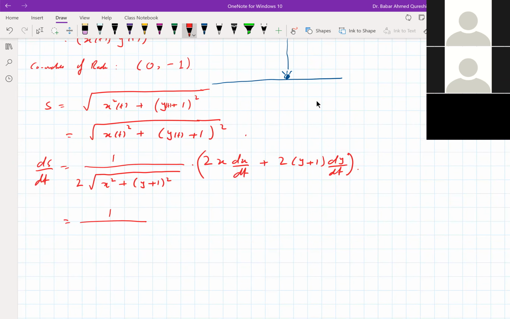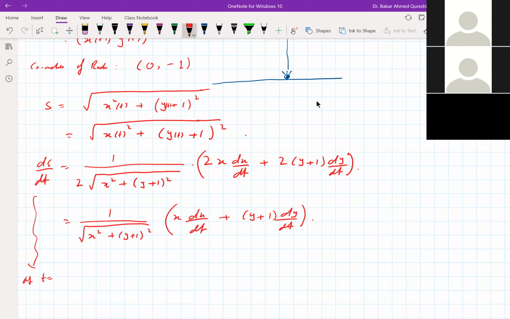And now you have to tell at what rate is the distance from the plane to the radar station increasing a minute later. So you need this rate at t equal to 1 over 60 hours.